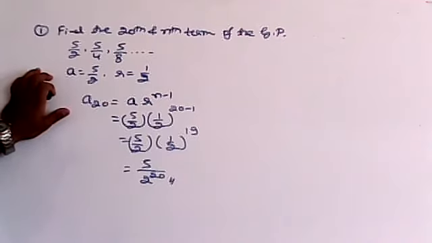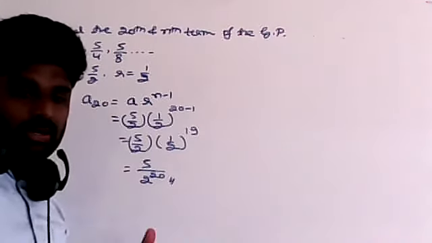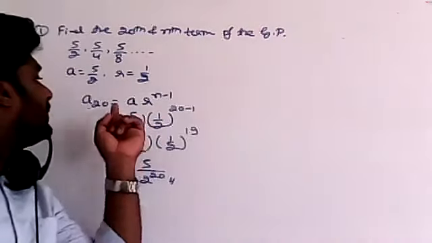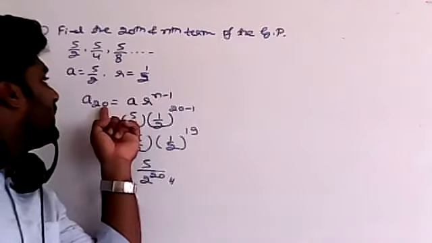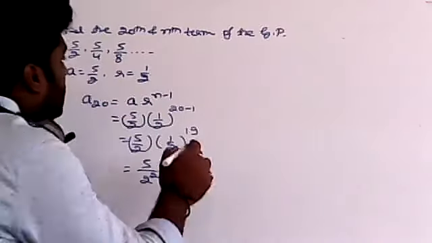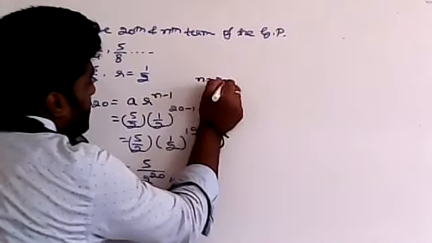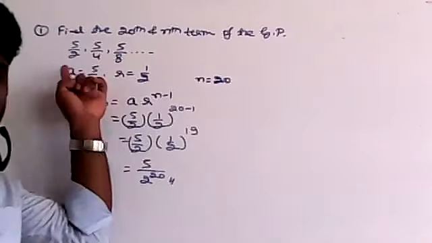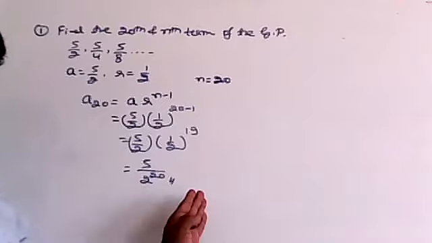Clear? Okay. Now tell me, what is the nth term? Any doubt on this one? They have already given all the values. They have given n as 20, the 20th term, so n is 20 directly. And A is 5 by 2. R is the second term divided by the first. Okay, so that is the answer for the 20th.